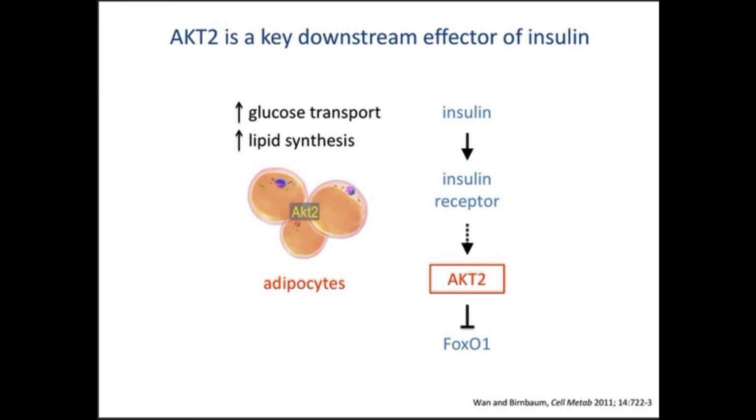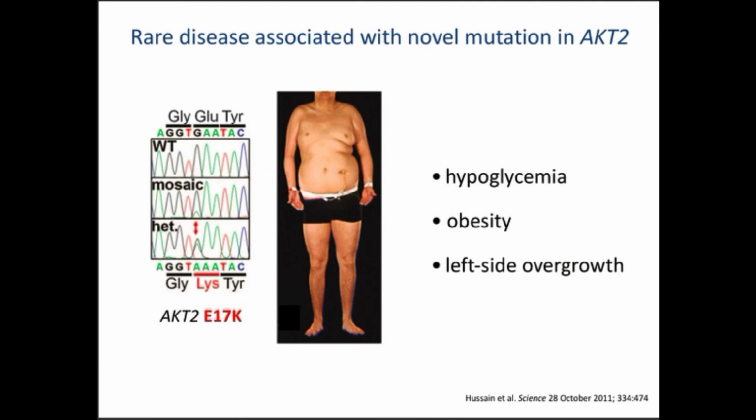Okay, so why was I interested in AKT2? The reason I had become interested in it is that in 2011, a friend of mine, Robert Semple in the UK, had identified this very interesting family that had a mutation in AKT2 that actually led to hypoglycemia, obesity, and left side overgrowth. And it was a missense mutation that took a glutamate and made it into a lysine at the 17th position. And why did that seem like such a fascinating mutation?